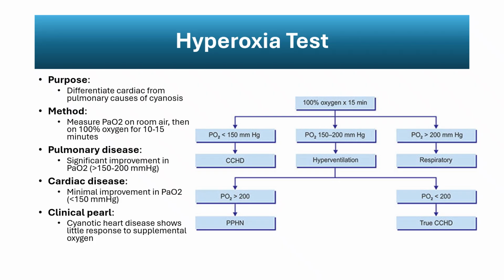In contrast, with cyanotic congenital heart disease, the problem is not alveolar diffusion, but mixing of oxygenated and deoxygenated blood. No matter how much oxygen is delivered, the PaO2 rises only minimally and remains below 150. This poor response is a hallmark of intracardiac or ductal level shunting. The clinical pearl is that cyanotic heart disease shows little to no response to supplemental oxygen.